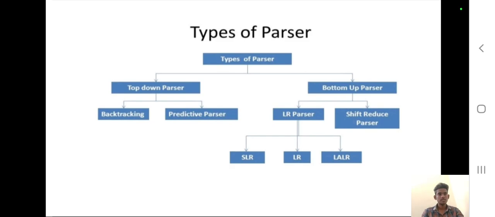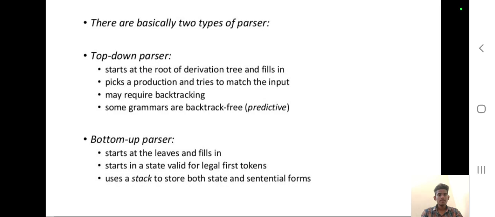Types of parsers. Top down parser: backtracking and predictive parser. Bottom up parser: LR parser and shift reduce parser. In LR parser, again SLR, LR and LALR. There are basically two types of parsers, top down parser and bottom up parser.